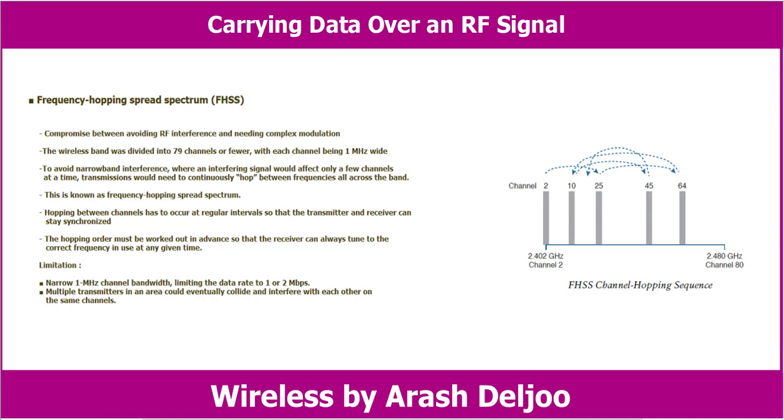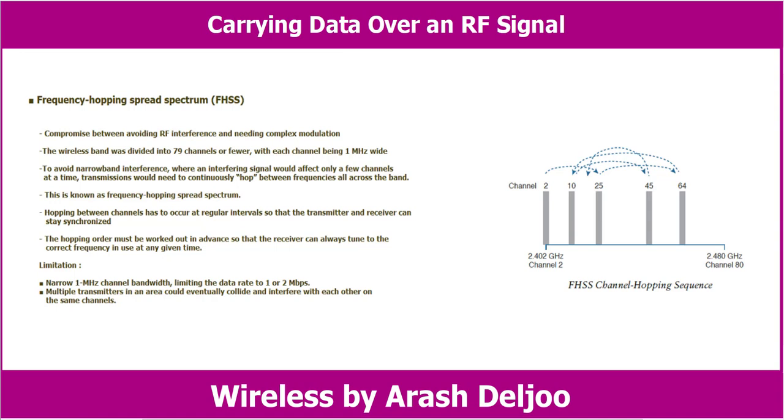Whatever advantage FHSS gained avoiding interference was lost because of the following limitations: the narrow 1 MHz channel bandwidth, limiting the data rate to 1 or 2 megabit per second, and multiple transmissions in the area could eventually collide and interfere with each other on the same channel. As a result, FHSS fell out of favor and was replaced by another more robust and scalable spread spectrum approach, DSSS. Even though FHSS is rarely used now, you should be familiar with it and its place in the evolution of wireless LAN technologies.